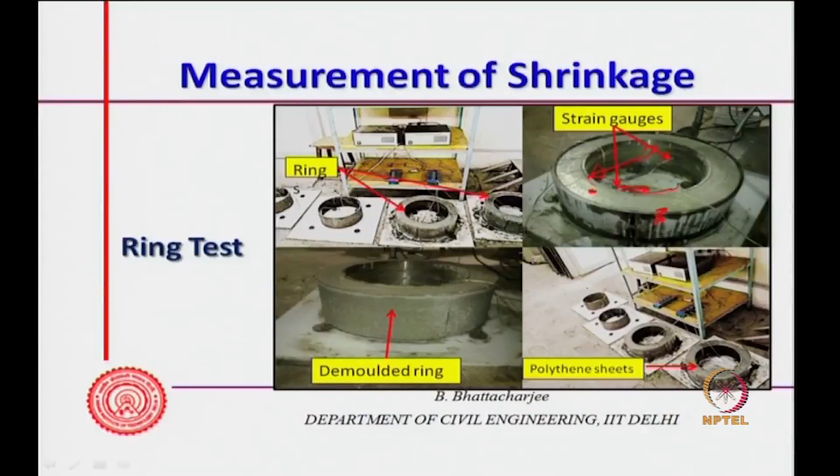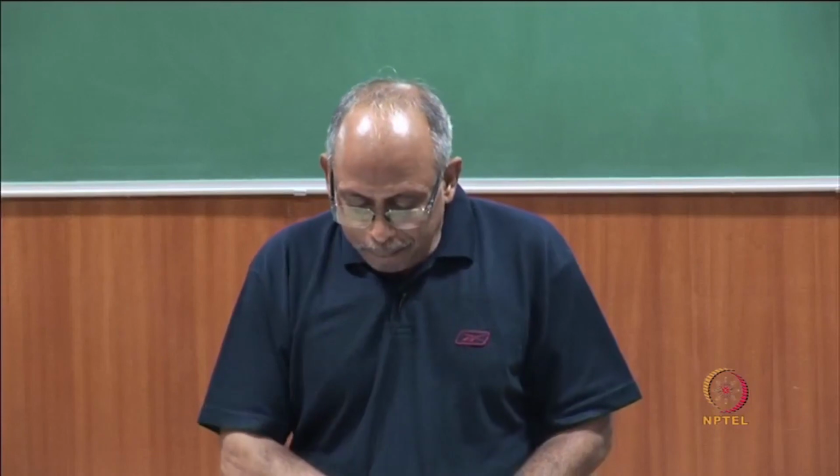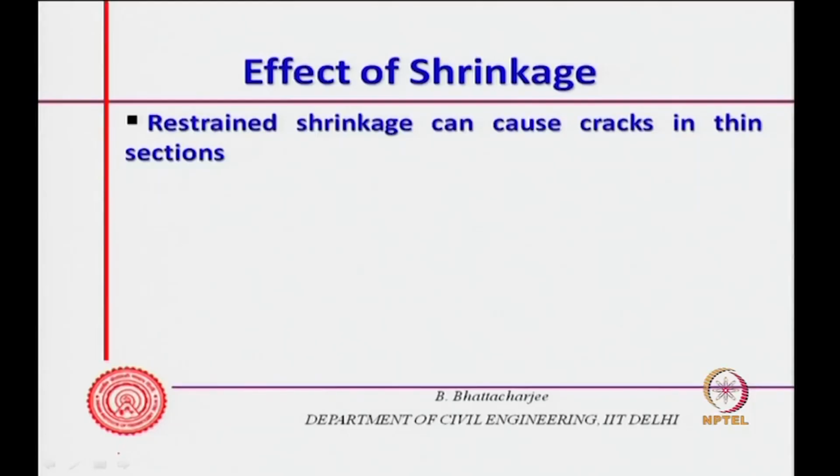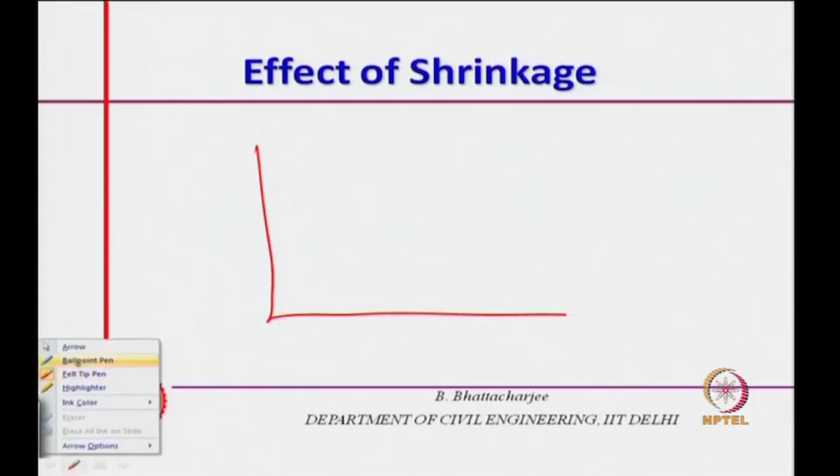If you have autogenous shrinkage, it means you have covered the specimen with polythene, so no moisture loss should be there. But if you allow it to dry in a given environment, then you can find out the time required for cracking. This is an ASTM test, and that is how we measure. So, restraint shrinkage, of course. Now, before that, I can just draw a figure.